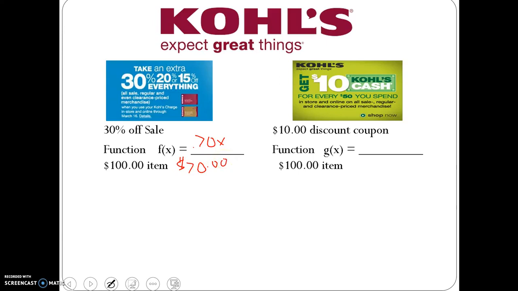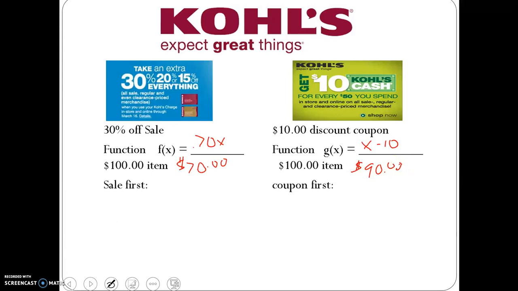that $100 item. If you just went in with the Kohl's Cash or a $10 discount coupon, then if x was the price of the original item, you would just take the price of the original item and subtract 10 from that. And so if we had a $100 item, you could stick in $100 for x, and you would end up paying $90. So that's if we had both of those happening individually.